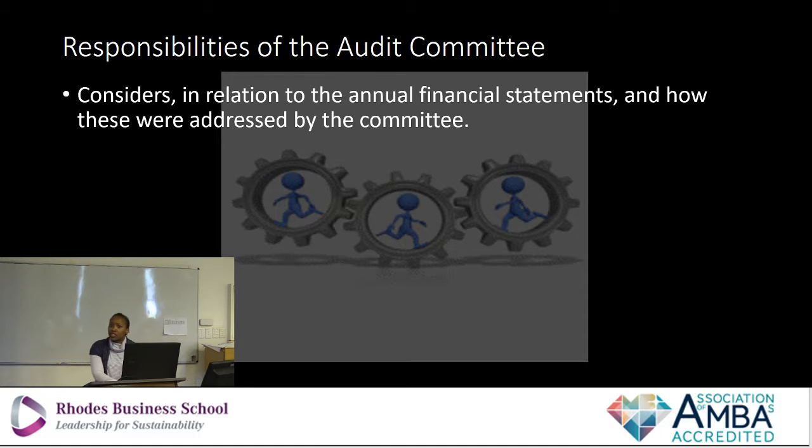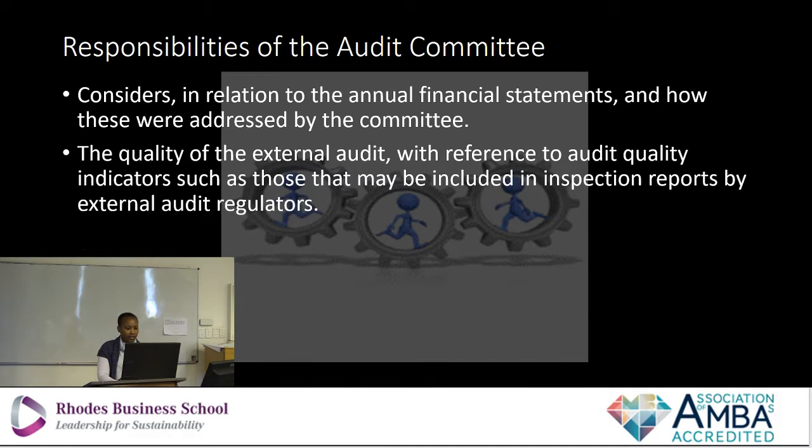Some of the responsibilities of the audit committee will include the consideration that the audit committee has to keep in mind in relation to annual financial statements, as we know, and how these were addressed by the committee. So the committee had access to these statements. How were these statements then scrutinized? The quality of the external audit with reference to the audit quality indicators, such as those that may be included in inspection reports by external audit regulators.